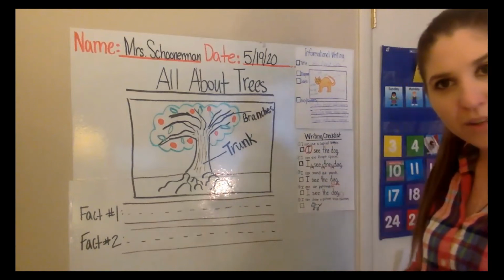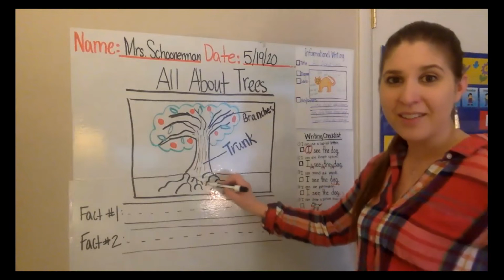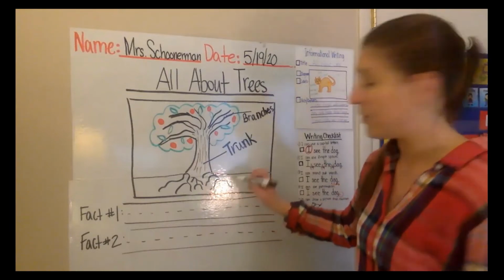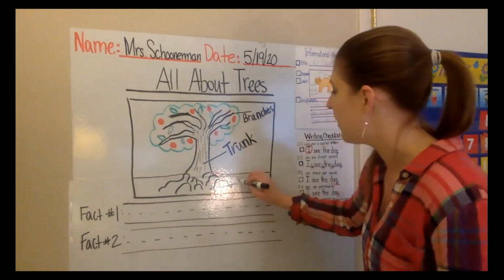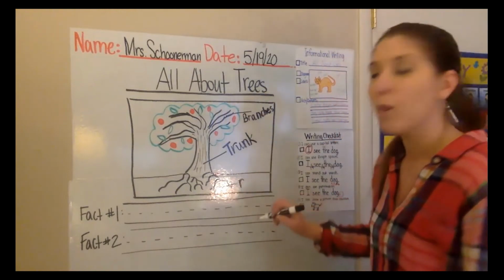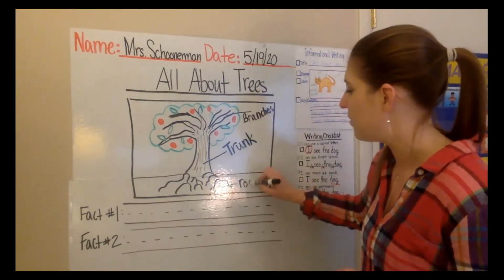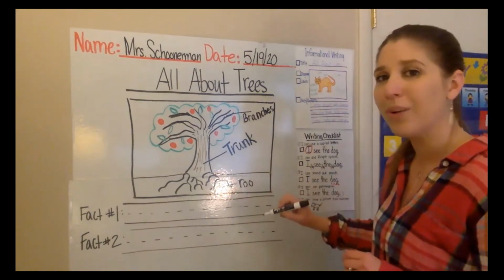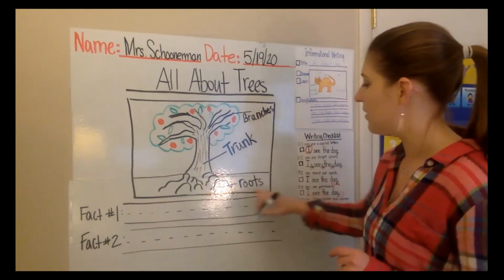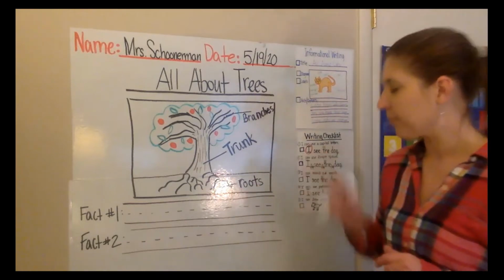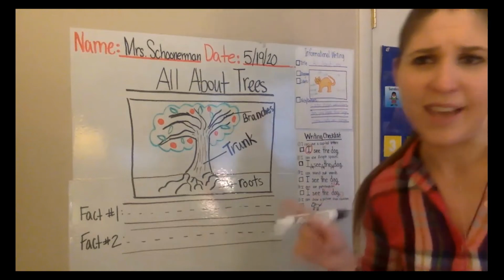Okay. And what else? What other parts are there on a tree? Do you remember what these are called? Roots. You hear that R at the beginning? Ooh. That's when we have a double O. Two O's next to each other. Go ooh. Root. Roots.